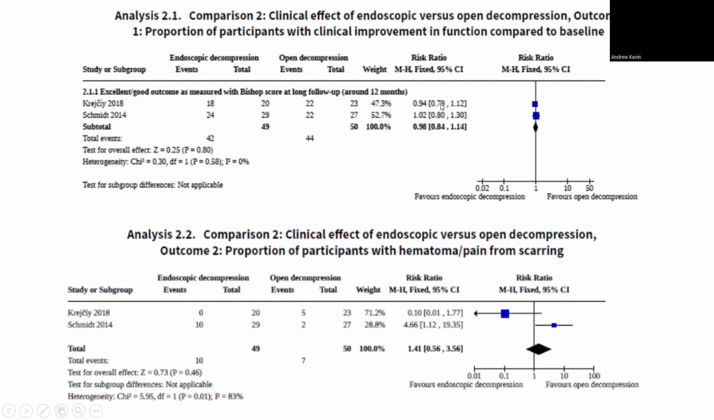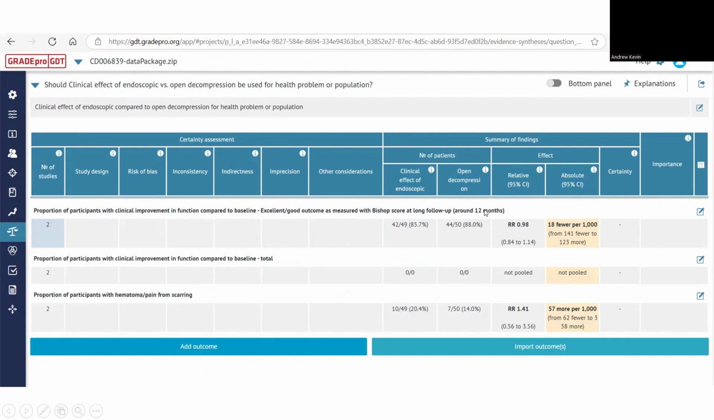For instance, in our example at the beginning, we have looked at this clinical effect of endoscopic excision. And the Cochrane analysis will give you the data in a forest plot like this. From this forest plot, we can manually enter the data into this box here. The columns here are: the clinical effect of endoscopic intervention, the clinical effect of the open decompression, the relative risk, and the confidence intervals. So these can be manually entered here.